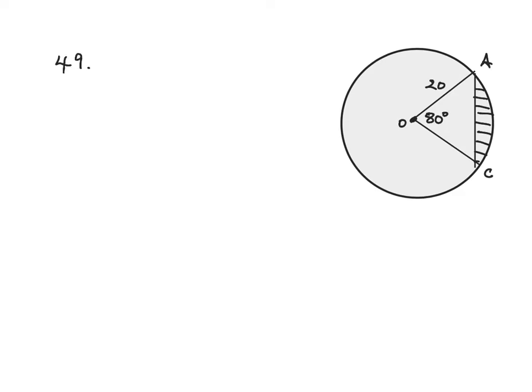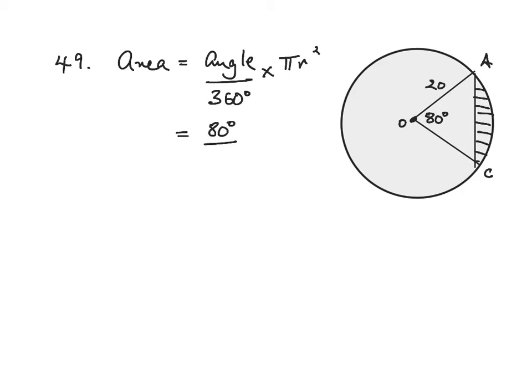Question 49, we'll work out the area of the sector first. The area of the sector is angle over 360 degrees multiplied by pi r squared. The angle is 80 degrees over 360 multiplied by pi times 20 squared. We get 279.25 centimeters squared. What I'm going to do now is to work out the area of the triangle.